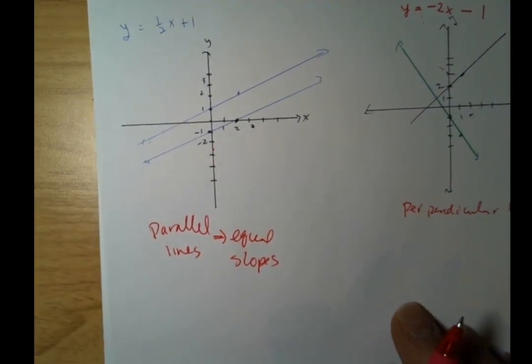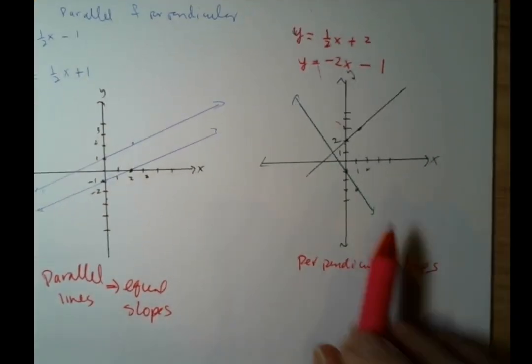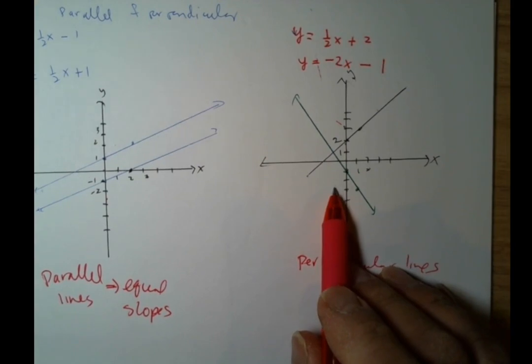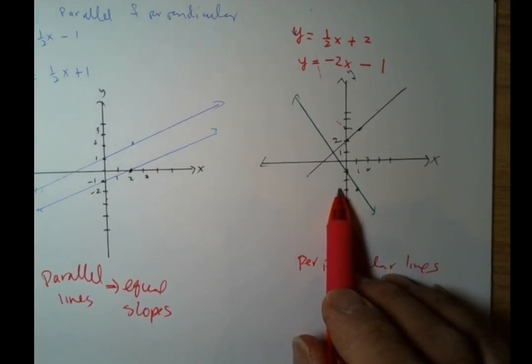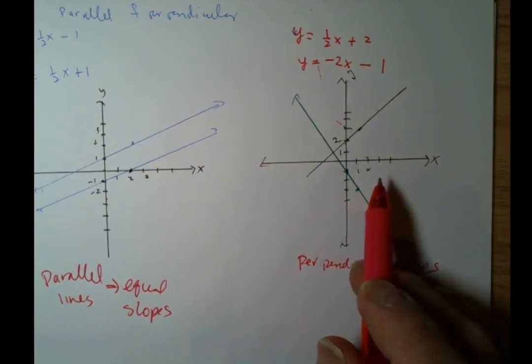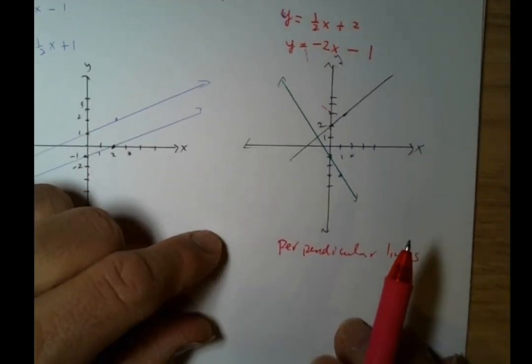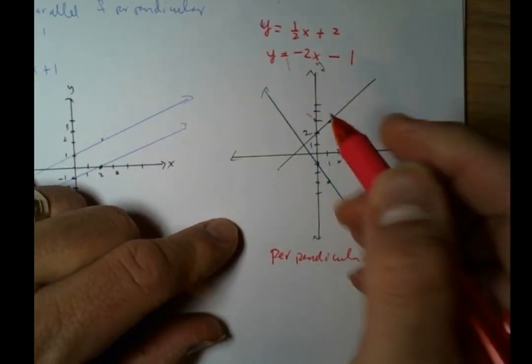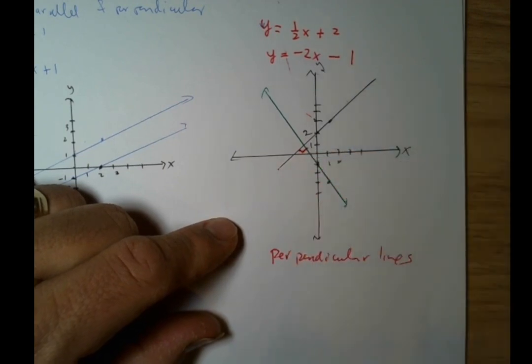Okay, so this other occurrence here is they intersect. So really we have two options with lines: they either intersect or they're parallel, two distinct lines. Now in this case, perpendicular lines are intersecting, but the way they intersect is special. These intersect at a right angle.